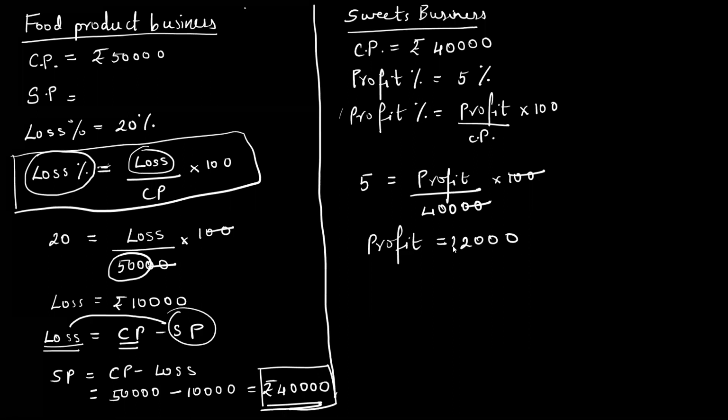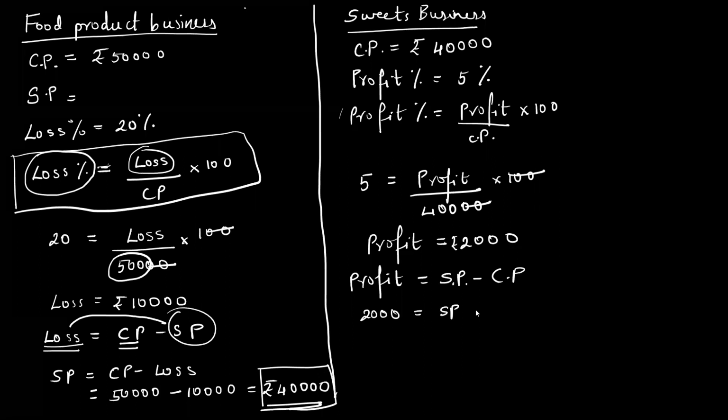2,000. Okay. Now, what is the formula for profit? Is it CP minus SP or SP minus CP? So SP minus CP. The loss and profit formulas are not the same. For loss it is CP minus SP, and for profit it is SP minus CP. Profit value is 2,000.